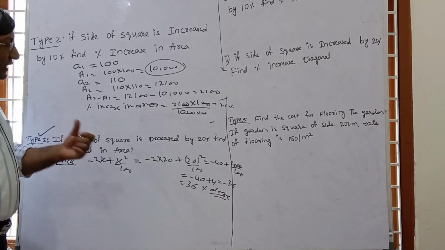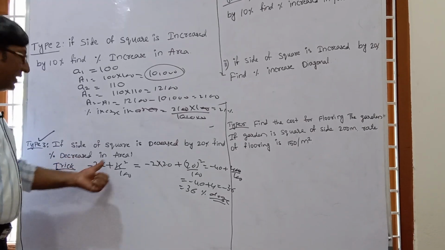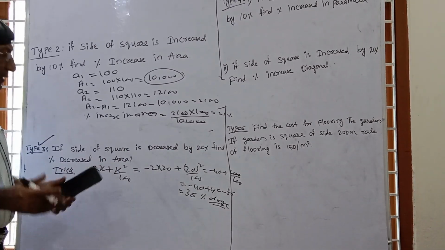The side of a square decreases by 20%. Then we have to find the percentage decrease in area. Use this technique: minus 2x plus x square by 100.